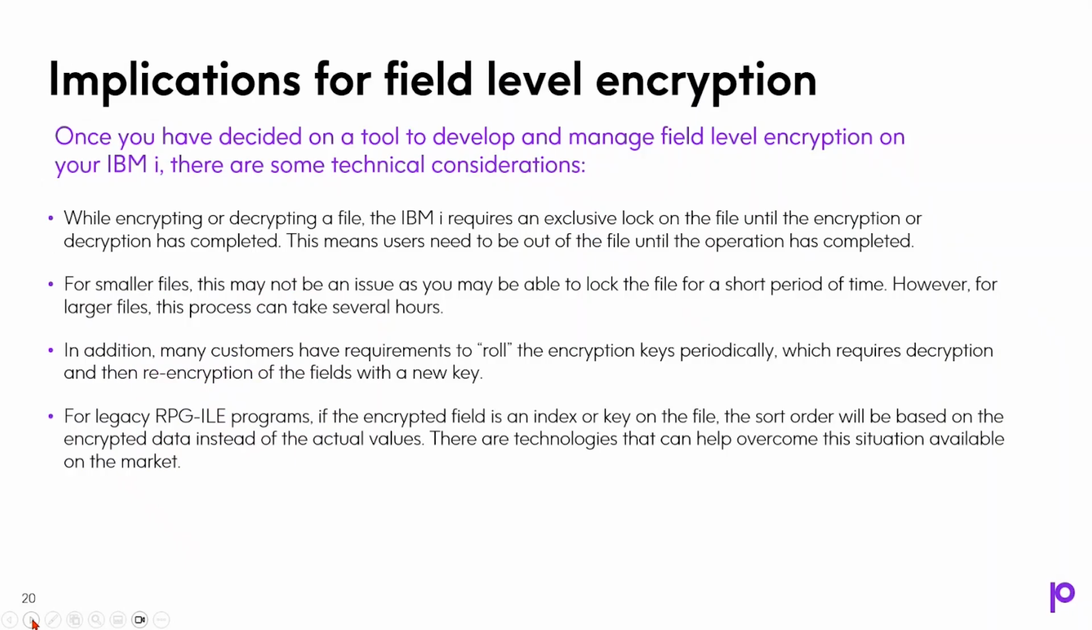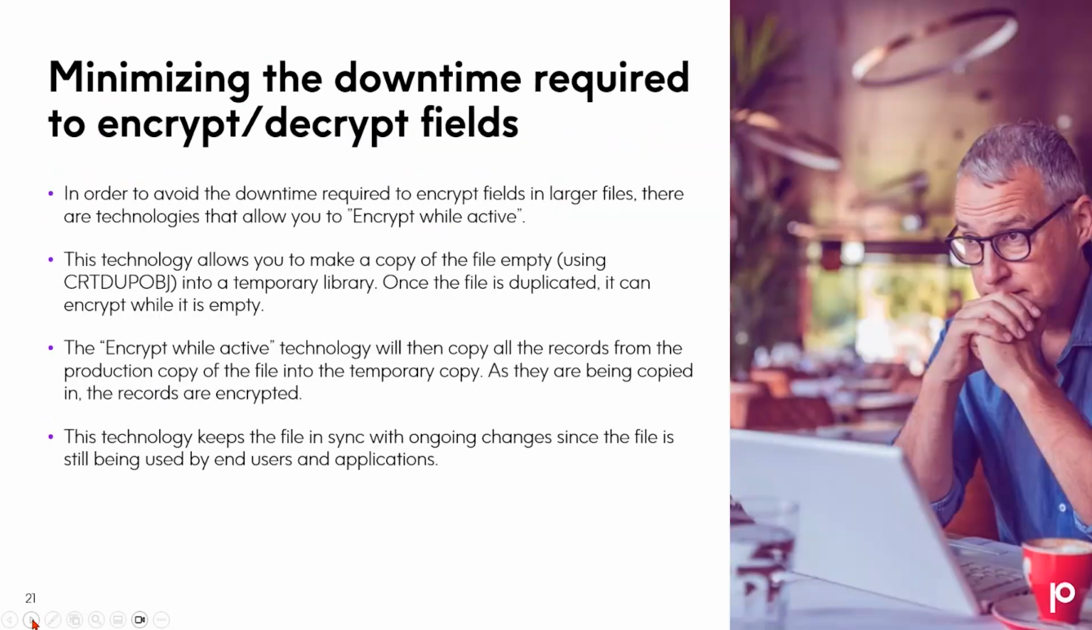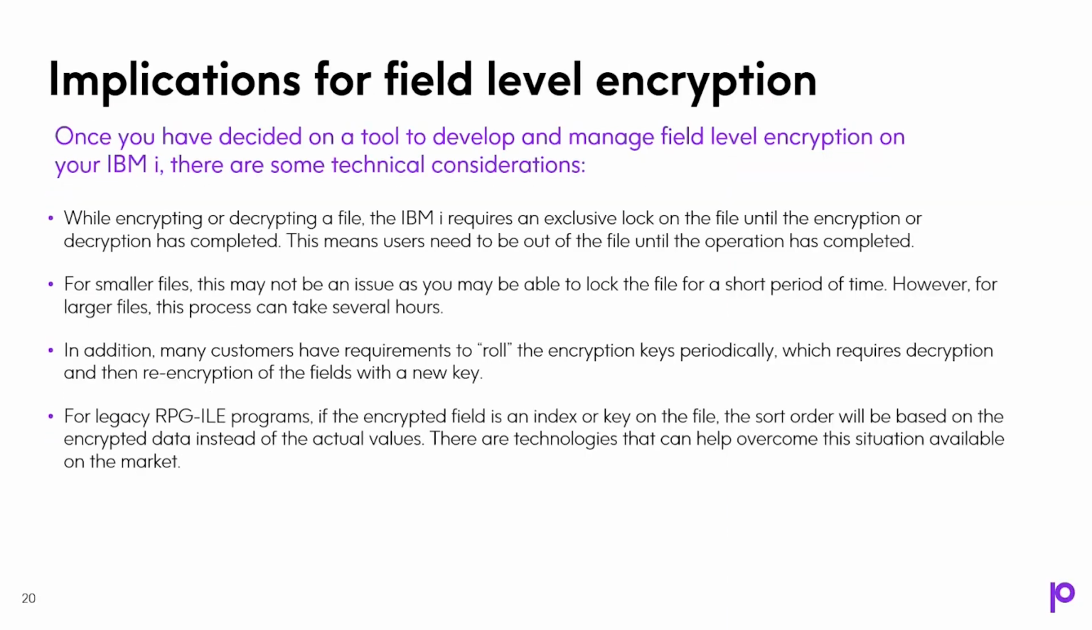So there are some implications for field level encryption, and Bill touched on some of these, but I'll run through them again. When you're encrypting a file or decrypting a file, you have to have an exclusive lock on that file until the encryption or decryption has completed. Now, if it's a small file, and I've seen this in the field, where it's very small files, they encrypt or decrypt very quickly.